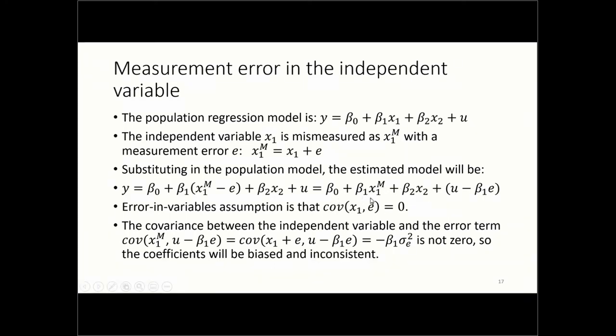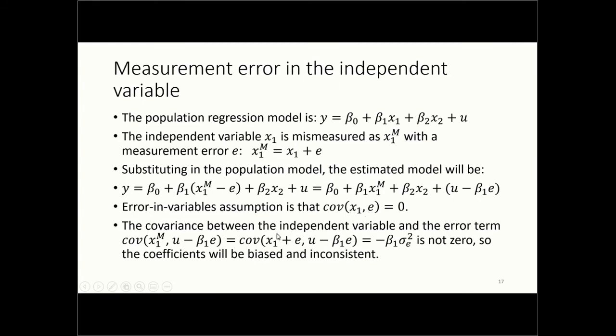On the surface, it looks like there is no problem because it's the same thing. Here we have the beta 1 coefficient, and we have a composite error. But actually, there will be a problem here. First, let's assume that the classical errors-in-variables assumption is that the covariance of x1 and e equals 0, which means that there's no correlation between the original variable and the measurement error. So for example, it's not that people with higher education would report with more error. Let's suppose that's not the case.